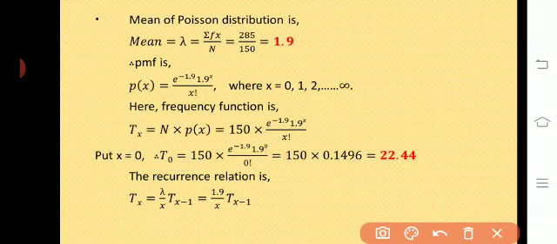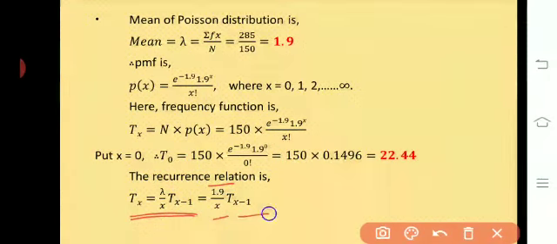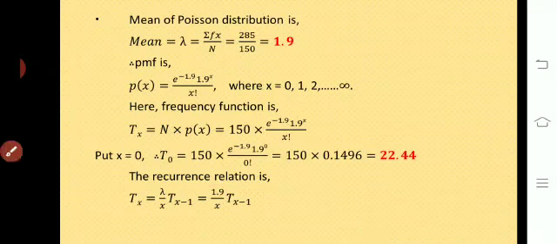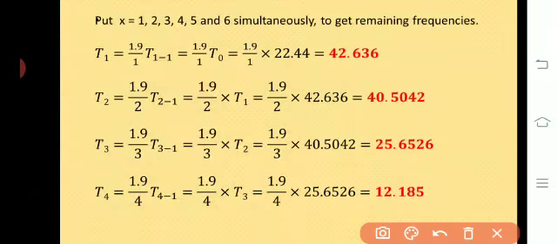Now to find the further frequency terms, we have the recurrence relation. That is Tx equal to lambda divided by x into T of x minus 1, which here is 1.9 upon x into T of x minus 1, where T of x minus 1 is the previous term. Now we will see how to estimate the remaining frequency terms. If you put x equal to 1, 2, 3, 4, 5 and 6 successively in the recurrence relation, we will get the remaining frequencies.